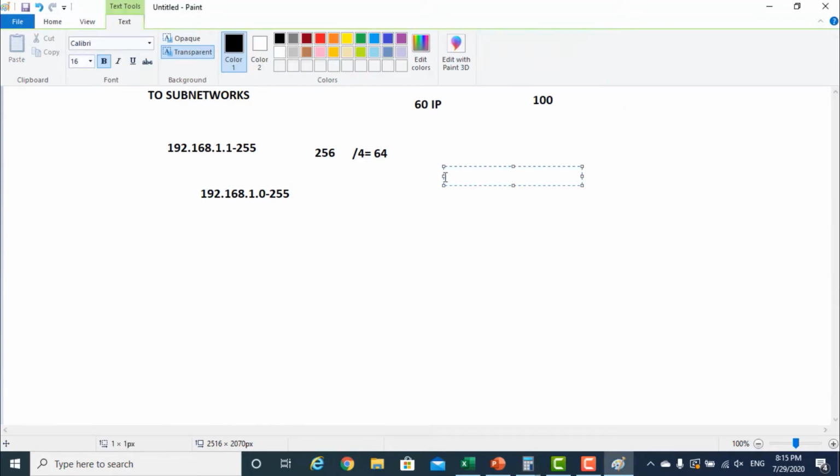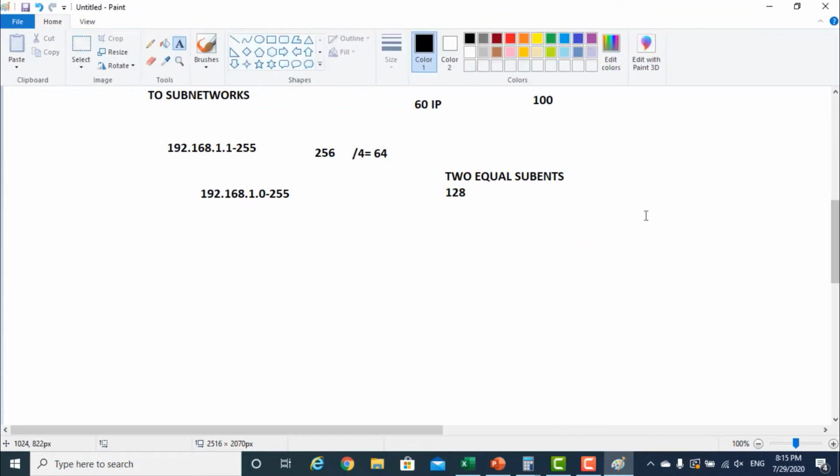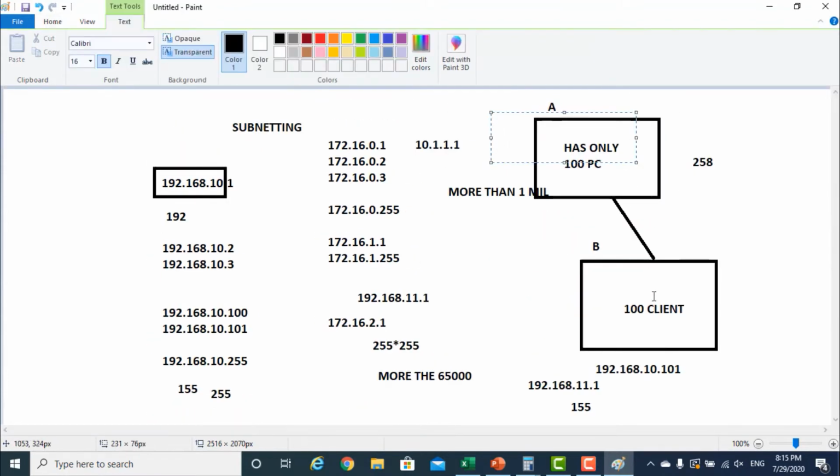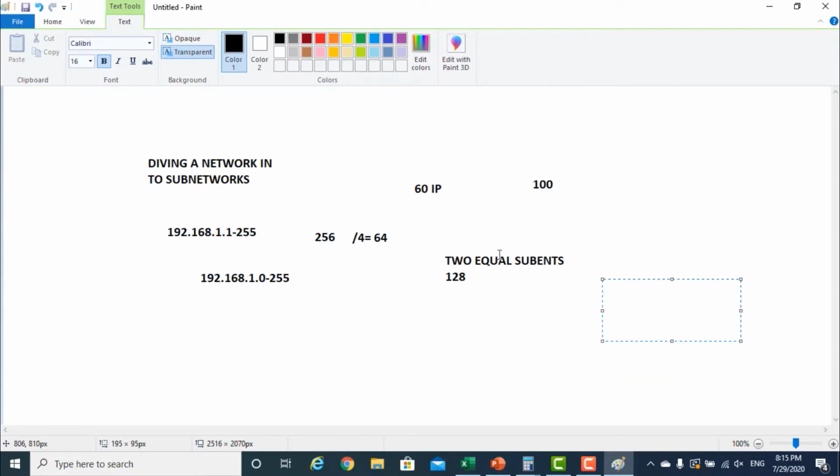See, you divided the network into 2 equal subnets, where every subnet has 128 addresses. Now, how you are doing this, I will explain to you. First of all, I'm explaining what subnetting is. Now, of these 2 equal subnets, one of them can be allocated for building A or company A, and one of them can be allocated for building B. That's called equal division of the same network into 2 networks. How to do that, I will explain.